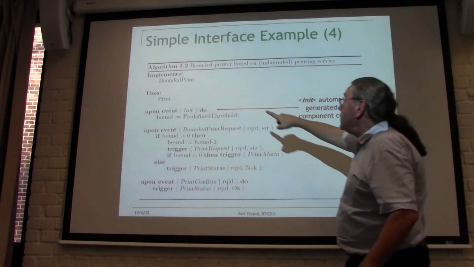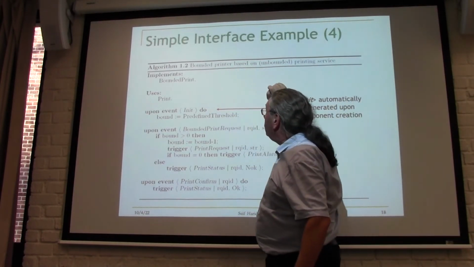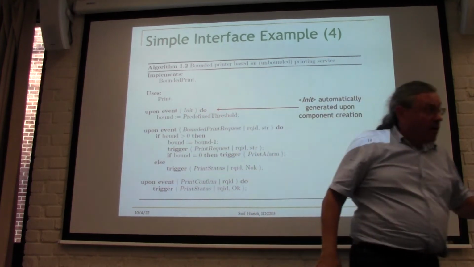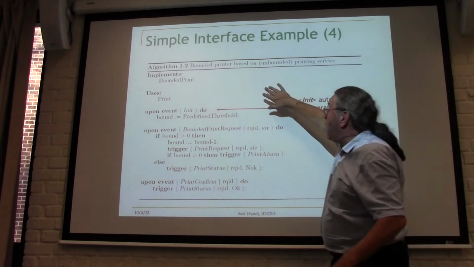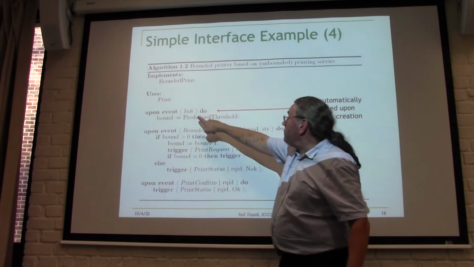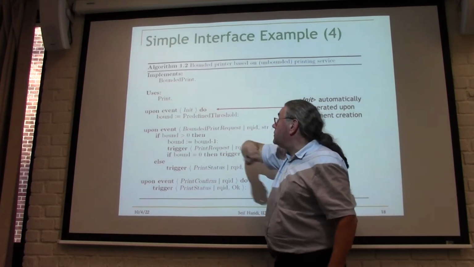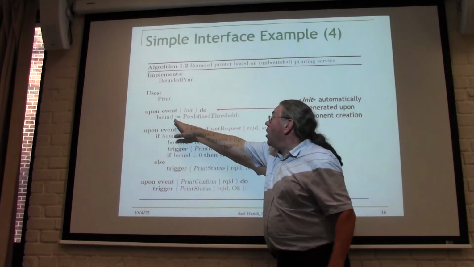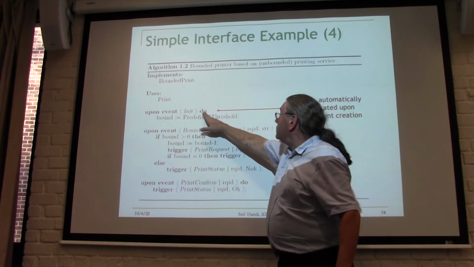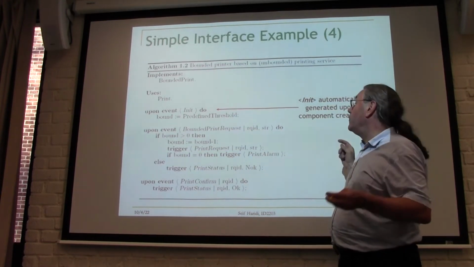And the way I do that is I say, I want to implement bounded print, and it uses print. The idea is that there are two layers here. I have bounded print using print. So here I now have my two-layer system, and this is the code for bounded print. There's an init event, which is automatically executed on startup. We're assuming that. And the bound is a local variable, set to some constant, the number of pages, for example.